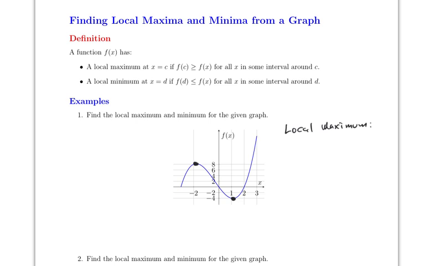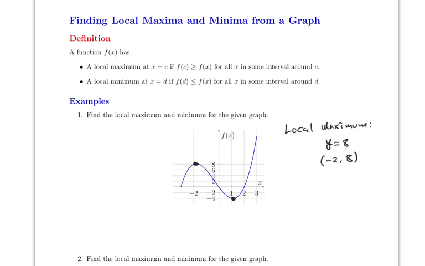The maximum is always referring to the y value. So the local maximum is technically y equals 8, which is right here. But that happens precisely when the value for x is -2. So therefore, depending on what they ask you, this is the answer or this is the answer.